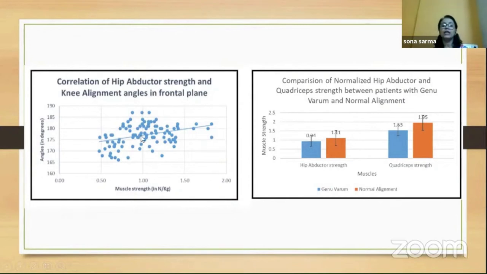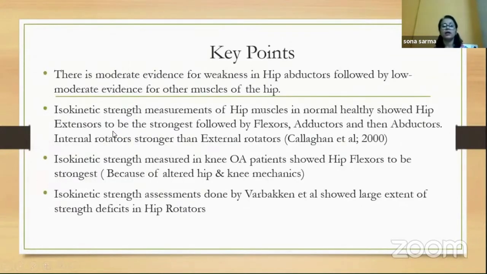We found a weak positive correlation such that as the angle of the knee approached 180, or neutral, the strength improved. And as it went more towards the genu varum range, we saw that the strength was declining. The key points that we observed: there is moderate evidence for weakness in hip abductors, followed by the other muscles which have low to moderate evidence.